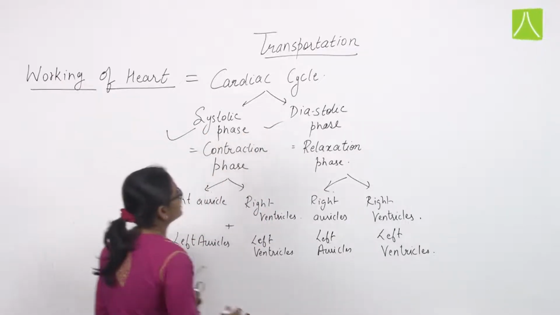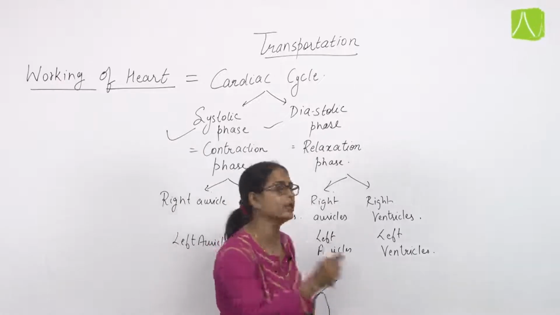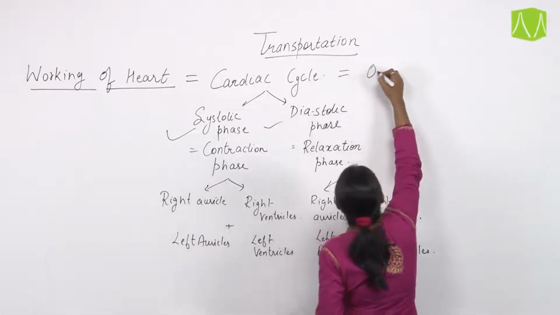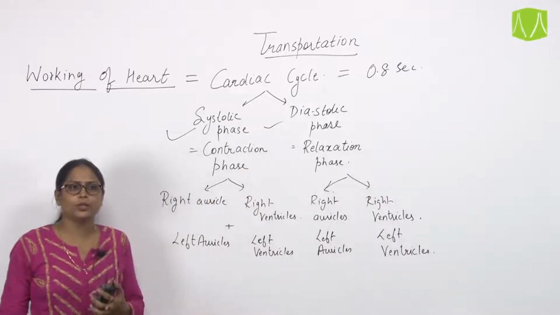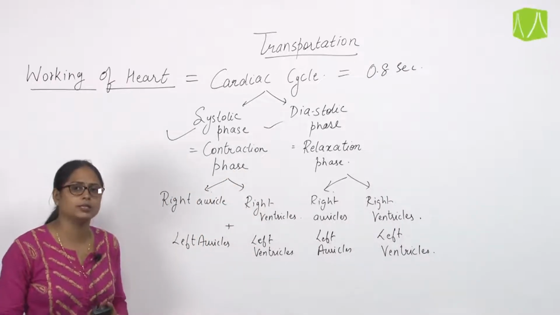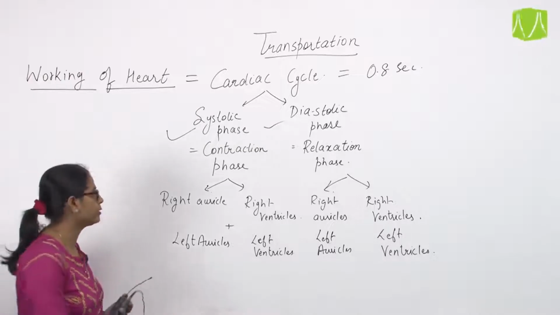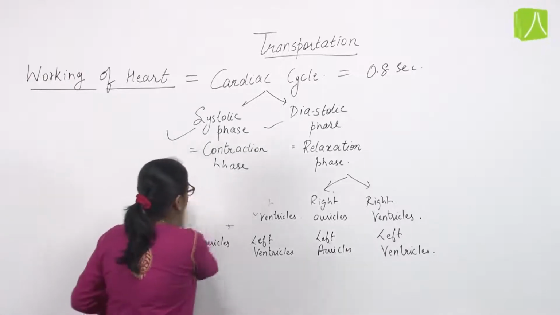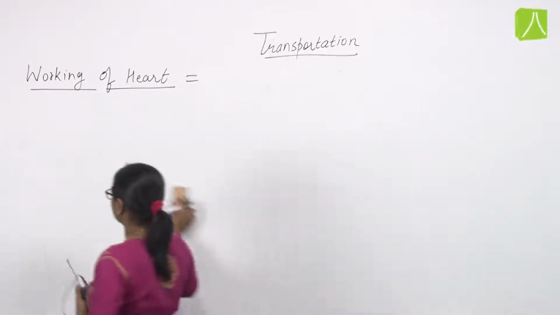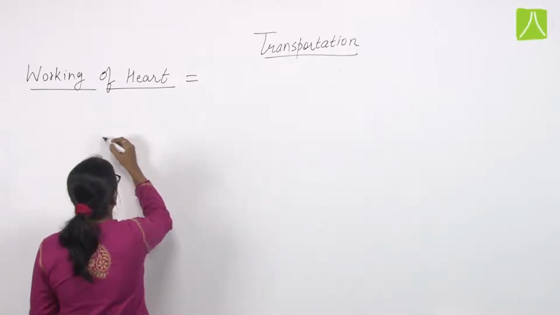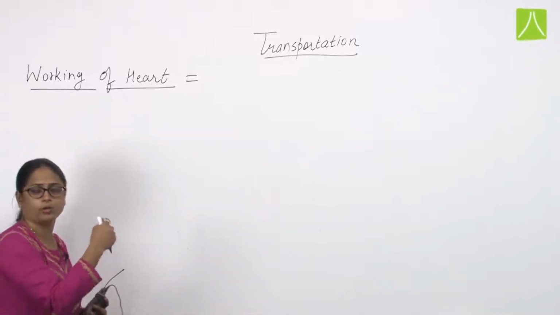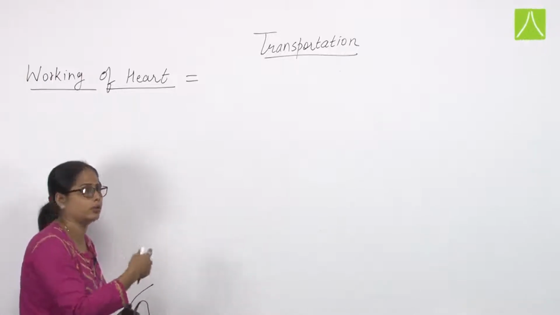Now this cardiac cycle, that means one particular cycle, has a duration of about 0.8 second. This 0.8 second is the duration of one cardiac cycle. Now what is this cardiac cycle all about? So let's discuss it. What happens in the case of the heart? Again, I have to draw a diagram of the heart in order to explain its working.